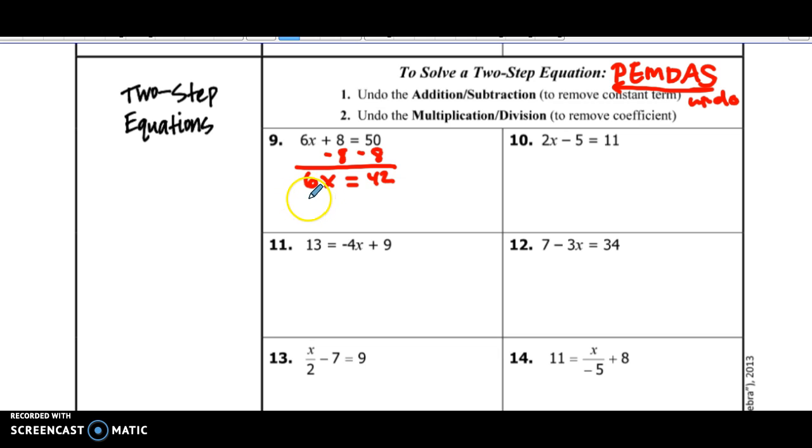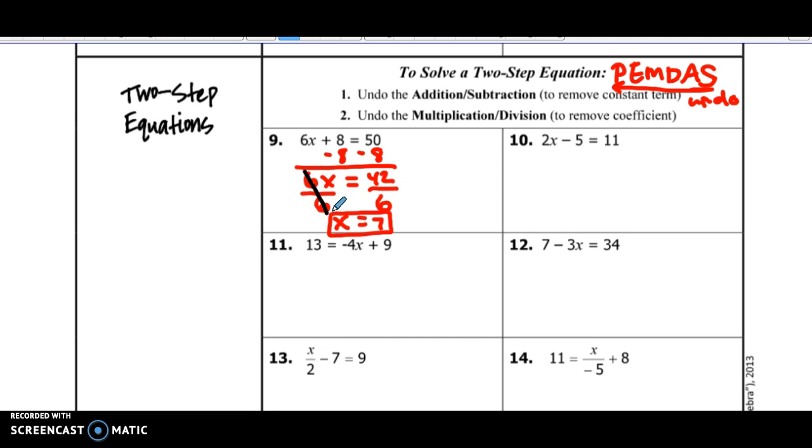So in my new equation, 6x equals 42, if I want x by itself, I need to undo this times 6. The opposite of multiplying by 6 is dividing by 6. Remember, we show division with the fraction bar. Whatever I do to one side, I have to do to the other. So I divide both sides by 6. These 6's cancel, so all I'm left with is x over here, and 42 divided by 6 equals 7.